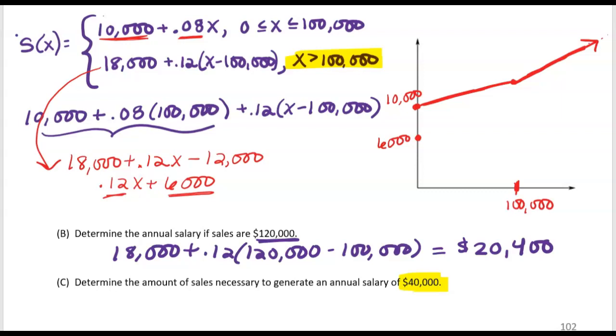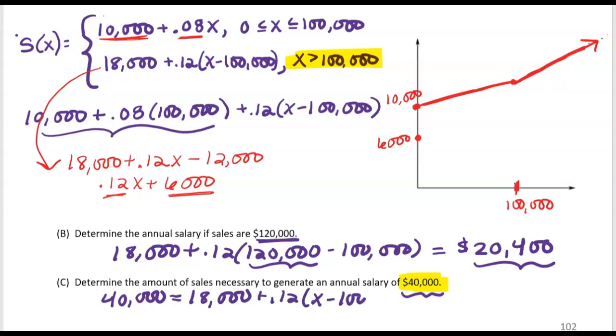So think about what just happened when we did part B. In part B, we got to this salary here, and that was using $120,000 in sales. So since 40,000 is bigger than 20,400, I know that I need to go into the second part of the piecewise function. And what you do is you just set that second piece equal to 40,000, and you solve for x.